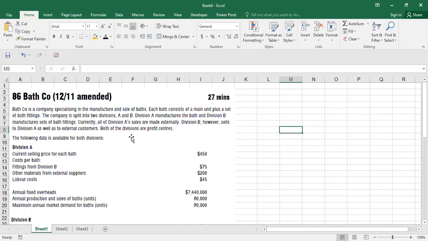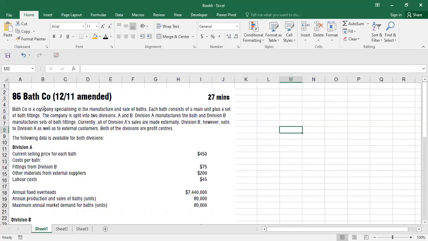Now, one thing you should remember: when you are doing a transfer pricing question, you should spend good time on understanding the scenario. Calculations will not be very difficult or very long, but the scenario could be confusing. So you should be very clear on what is happening. Okay, so let's start sketching what is happening.